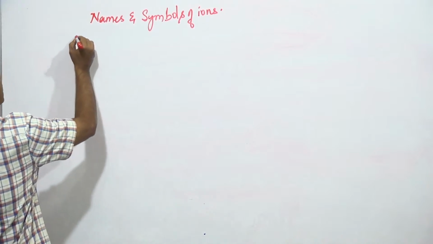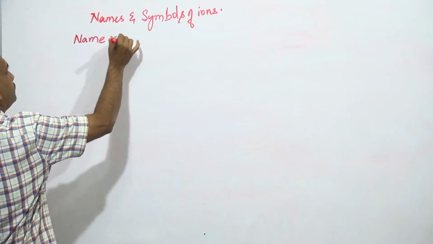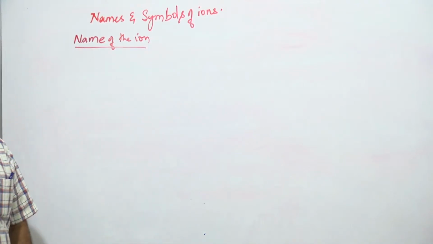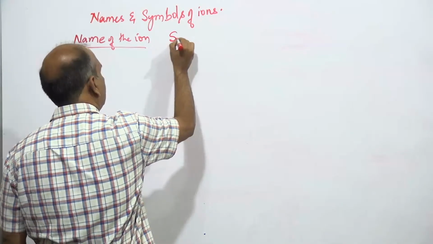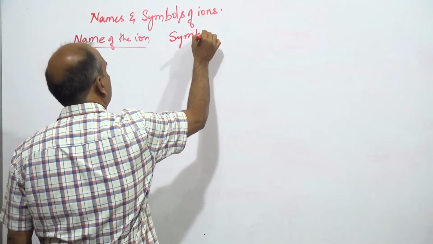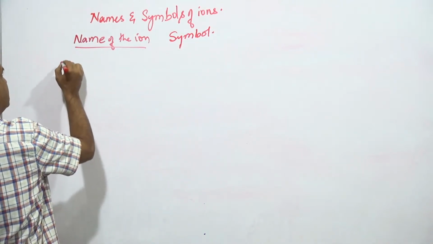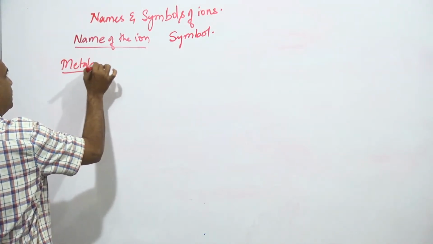Okay, let's see. Name of the ion and its symbol. Here the first set is metal ions.